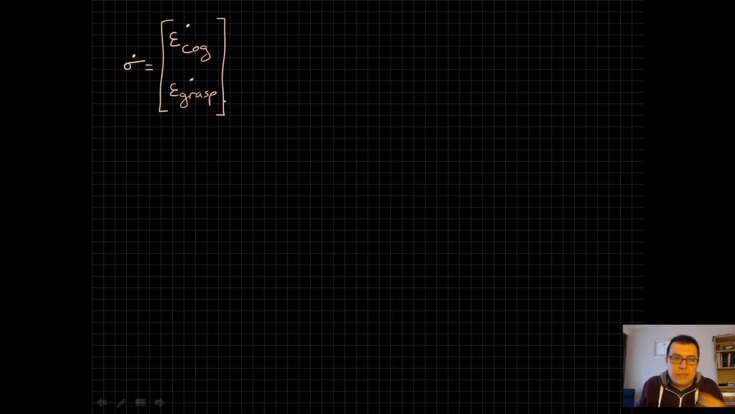I'll have a look at something else. Let's see. If I take a derivative of the expression given in the previous slide, so if I have a look at sigma dot, what's this? Actually this is equal to the time derivatives of those two errors, E COG dot and E grasp force dot.